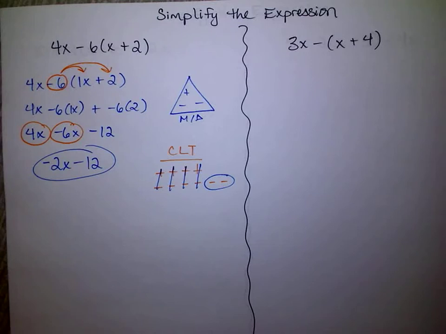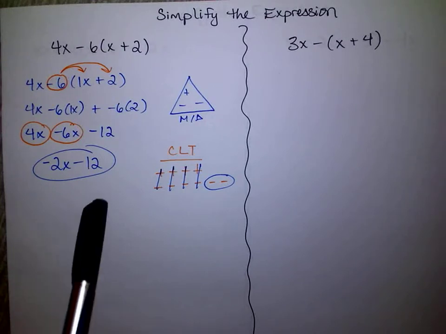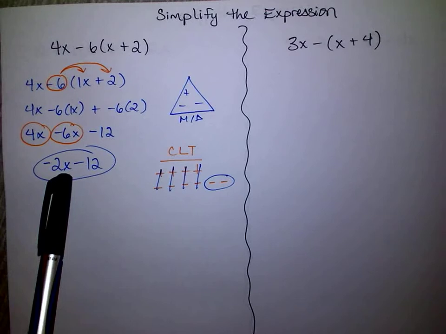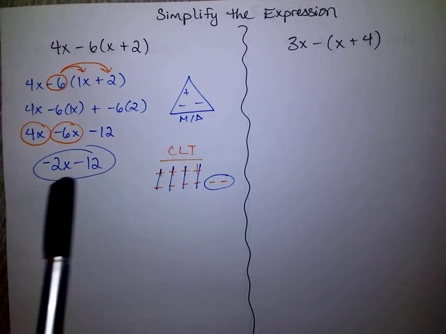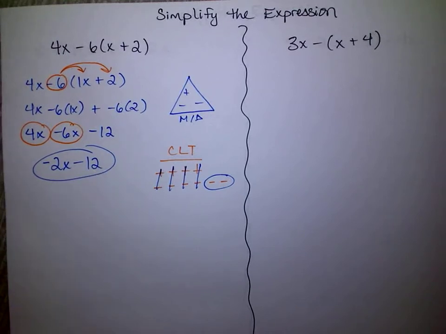Can't combine those because those are not like terms. And just real quick, like terms are the same variables and same exponents. This is an x term and that's a constant. They're not like, so you can't combine them.